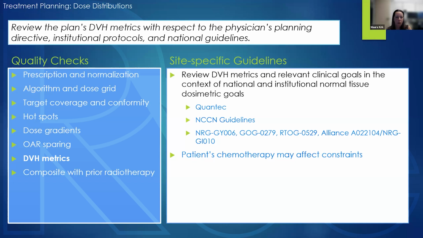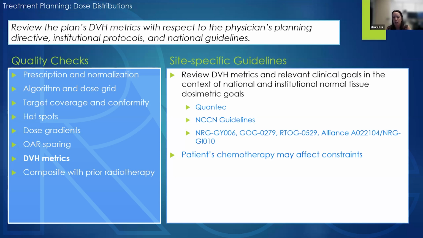Some resources or references for those dosimetric goals in the pelvis: you have QUANTEC, there are the NCCN guidelines, and then there are some great published clinical trials whose clinical goals you can apply for the appropriate cases. And I just wanted to point out for our physicians, the type of chemotherapy applied for these different disease sites can also affect the constraints.